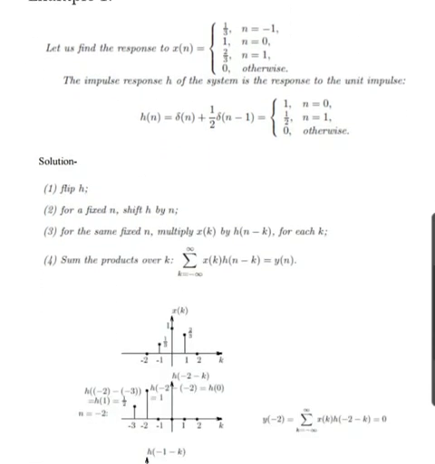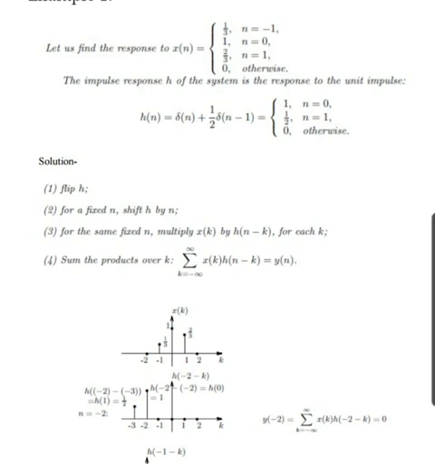So here is an example based on convolution. We have to find the response to x[n], which is given, and the response h[n] of the system is the response to the unit impulse. So h[n] is equal to delta[n] plus half into delta[n minus 1]. First we have to flip h. Here the diagram is drawn from x[k].